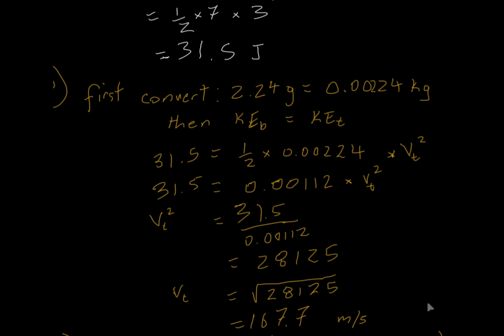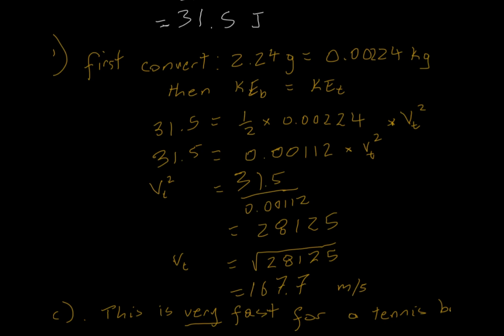For part C, this 167.7 is extremely fast for a table tennis ball, because a table tennis ball is really light and does not move at that speed. That speed is too fast.